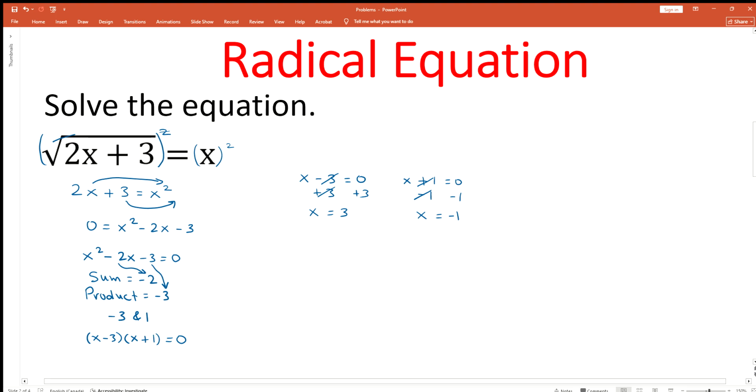Next, we should check whether these two solutions are valid solutions. For that, we should sub in these x values one by one in the given equation and find out whether the left side becomes equal to the right side. The given equation is square root of 2x plus 3 equals x. Let's start with the first value, 3. So we sub in x as 3.